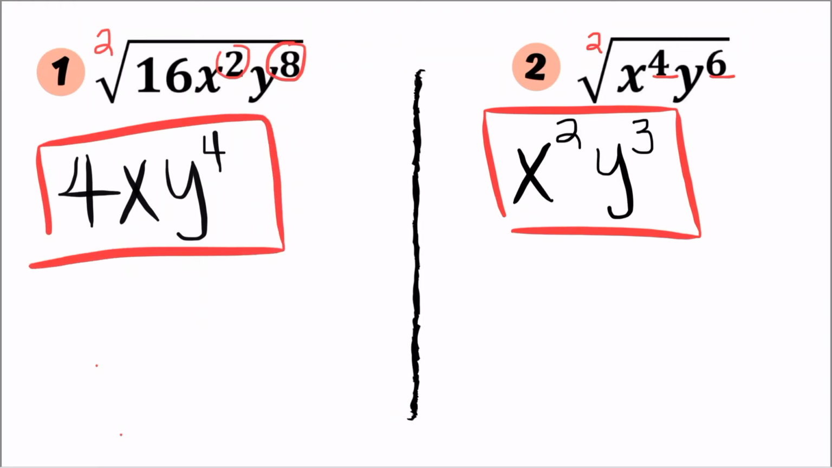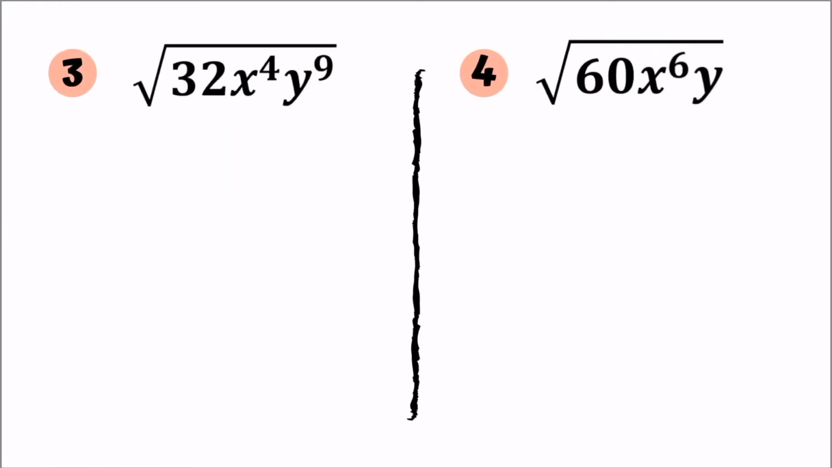Number 3. This one is going to have exponents that are not multiples of 2, so I'm going to show you what to do when you have this situation. Again, we want to break down the square root of 32 first. So I can rewrite the square root of 32 as the square root of 16 times the square root of 2. Again, remember you're looking for the largest perfect square.